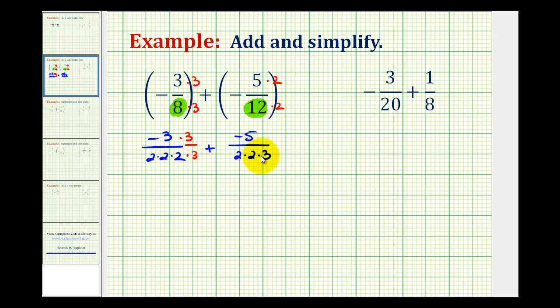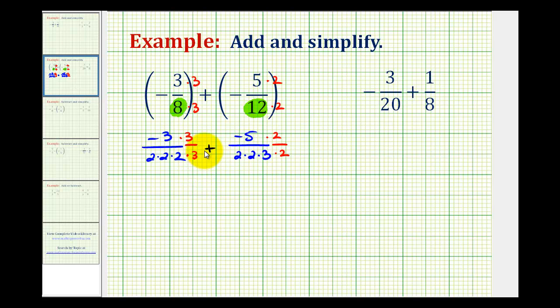And notice how the second fraction is missing one factor of 2 that this denominator has. So in order for these denominators to be the same, we have to multiply this fraction by another factor of 2 on top and on bottom. So notice how now these fractions contain the same prime factors, and therefore we have the least common denominator, which in both cases is 24.